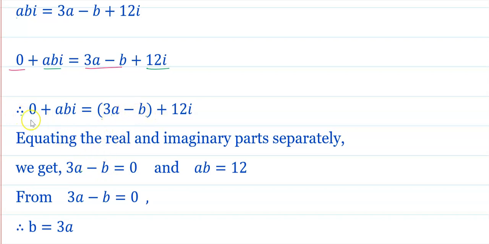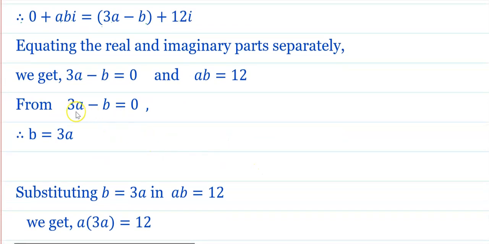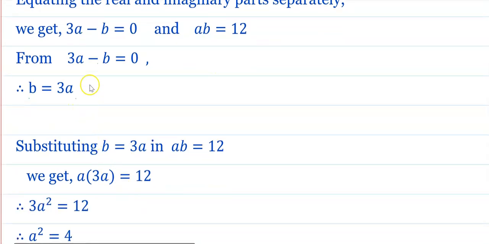3a minus b equal to 0. Next, ab i is equals to 12i, or ab is equals to 12. Now, if we simplify this, then what will you get? 3a minus b is equals to 0, then b is equals to 3a. Now, substitute this value of b in this expression. What is the b? b is 3a. Then put the value of this b in this expression.